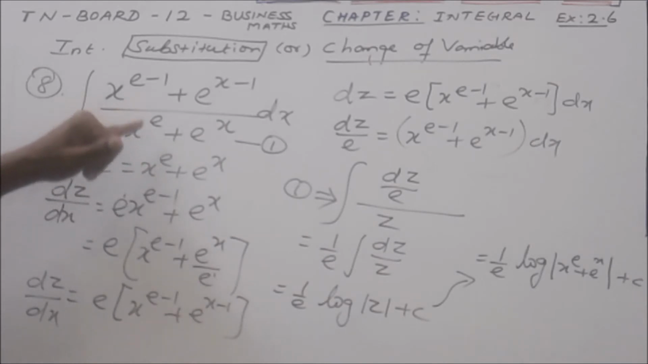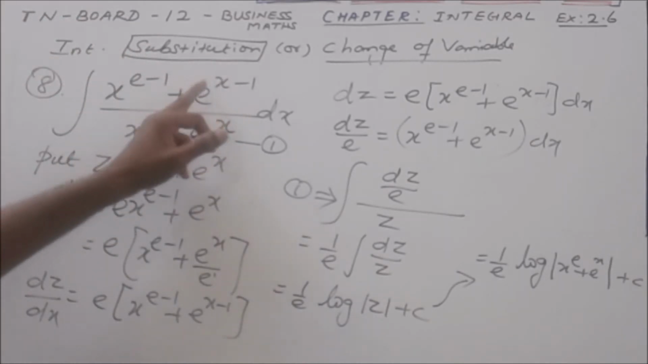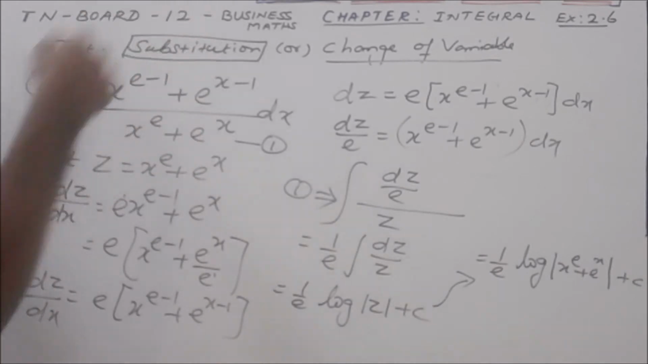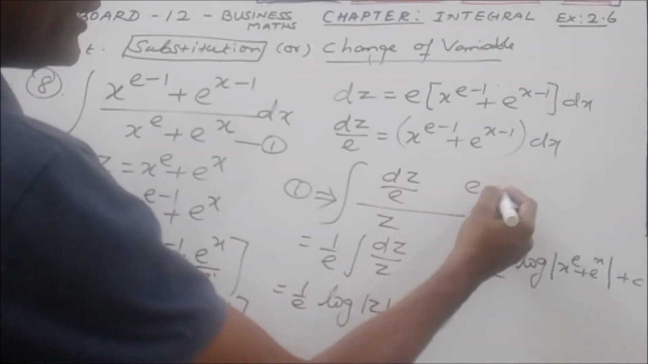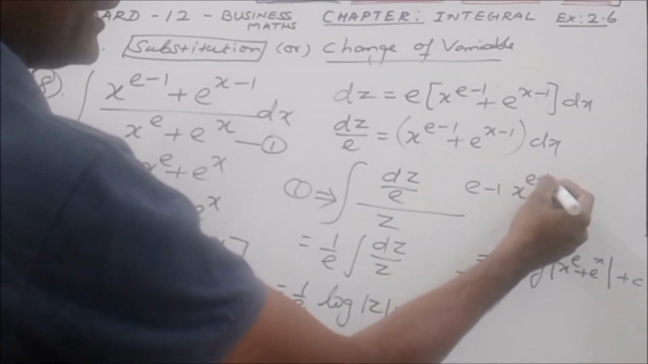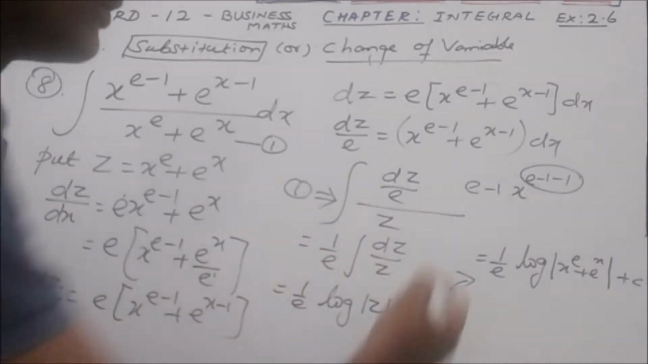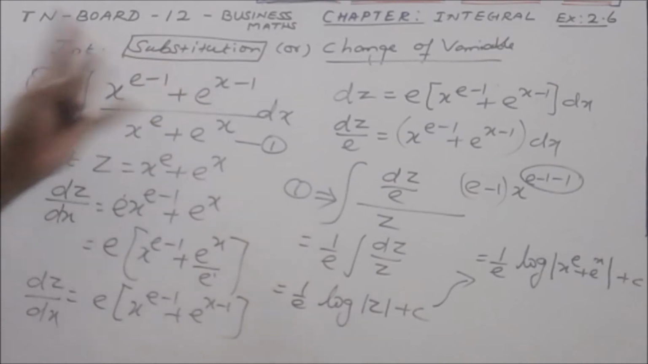Just check it. The derivative of x power e is e x power e minus 1. So x power e minus 1 appears, and the derivative of e power x is e power x. We have both terms as its derivative. Suppose you choose x power e minus 1 plus e power x minus 1 as the function, what will happen? The derivative of x power e minus 1 is e minus 1 into x to the power e minus 1 minus 1. The power will be e minus 2, and we will have a multiplication of the constant term e minus 1. So x power e minus 2 will not appear in the question.